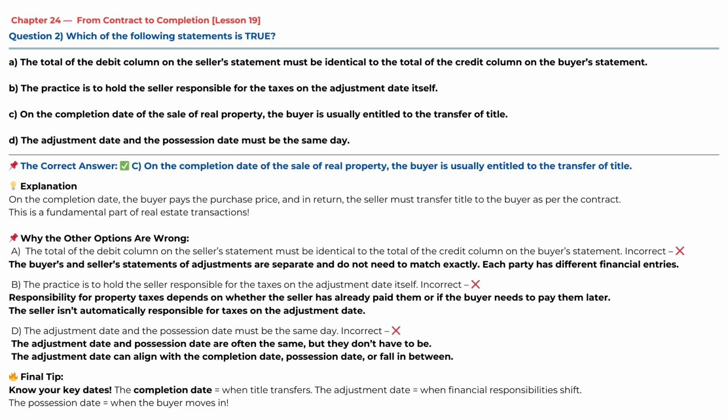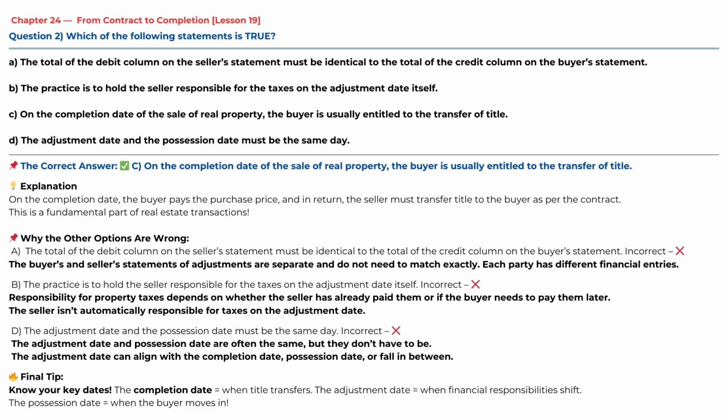Why the other options are wrong. A. The total of the debit column on the seller's statement must be identical to the total of the credit column on the buyer's statement. Incorrect. The buyer's and seller's statements of adjustments are separate and do not need to match exactly. Each party has different financial entries. B. The practice is to hold the seller responsible for the taxes on the adjustment date itself. Incorrect. Responsibility for property taxes depends on whether the seller has already paid them or if the buyer needs to pay them later. The seller isn't automatically responsible for taxes on the adjustment date.